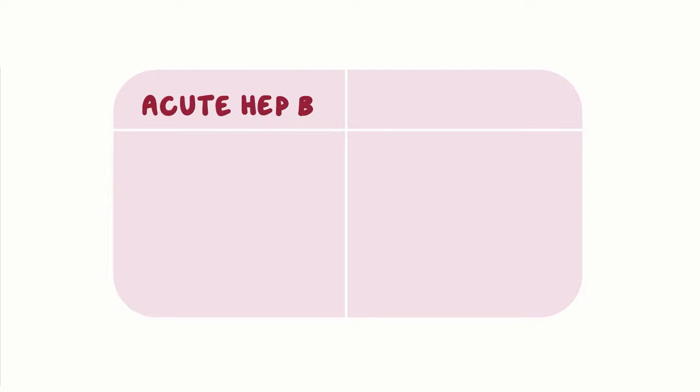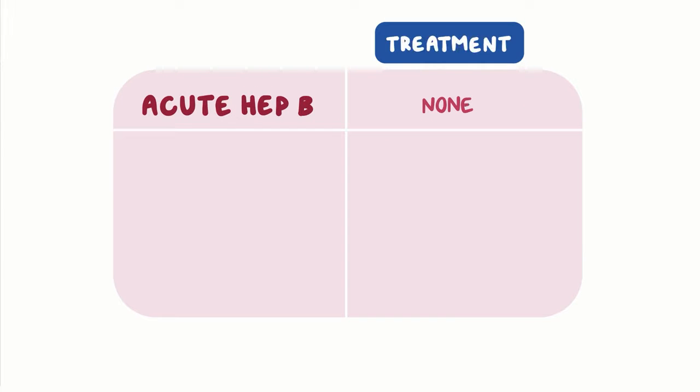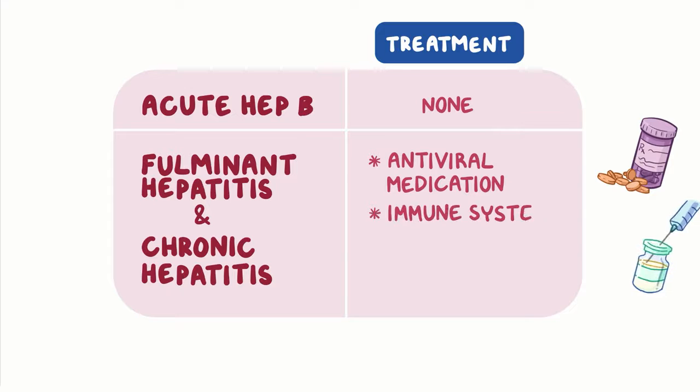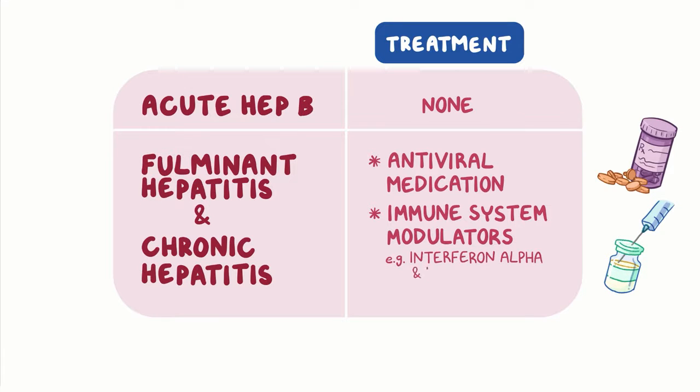Acute hepatitis B infection usually requires no treatment. Severe cases like fulminant hepatitis and chronic hepatitis are treated with antiviral medication and immune system modulators like interferon alpha and pegylated interferon.